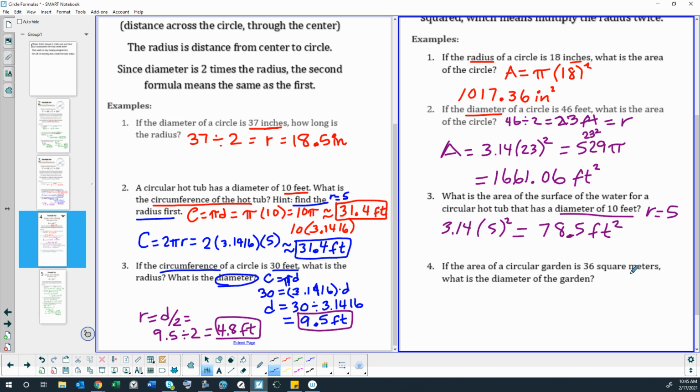If the area of a circular garden is 36 square meters, what is the diameter? So we're going to work backwards this time. If the area is 36 square meters, don't forget that it's square meters, so that means our units will be meters. Remember, the area is pi r squared, right? So to go backwards, we're going to first divide by pi. Let's divide both sides by pi. It'll make the pi right here cancel out. So we have 36 divided by pi. Let's find that answer. I'm just going to use 3.14. That gives me 11.464.